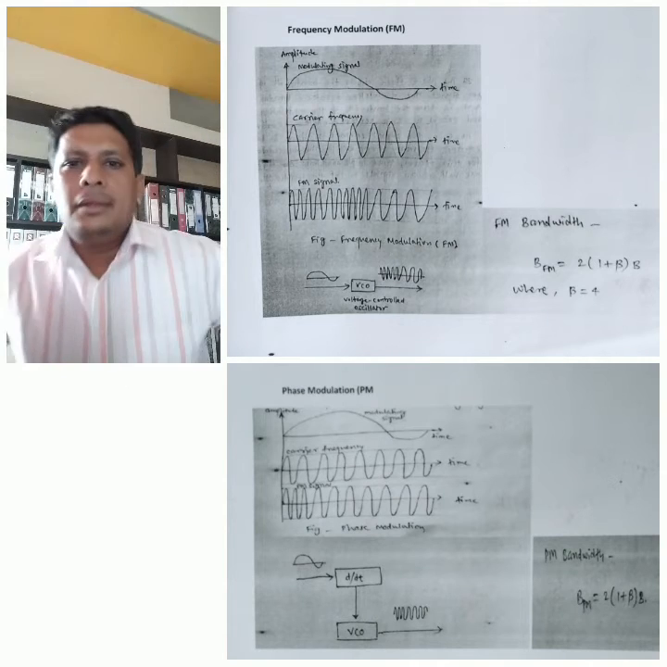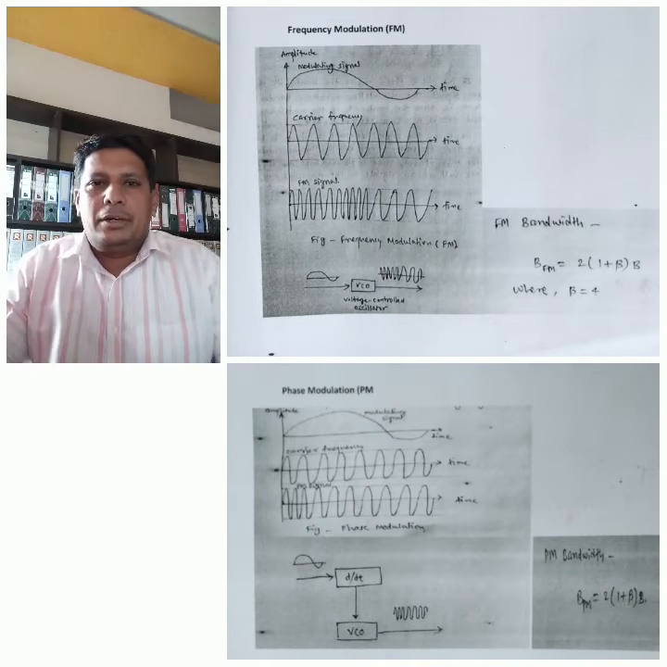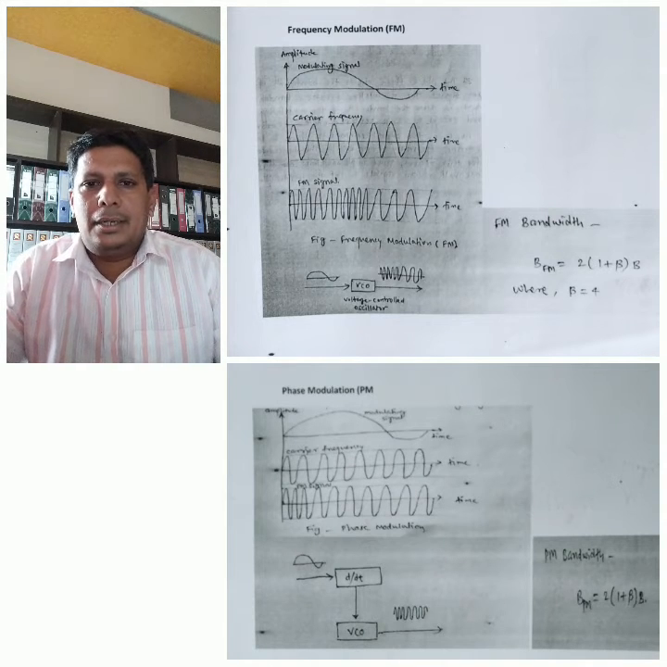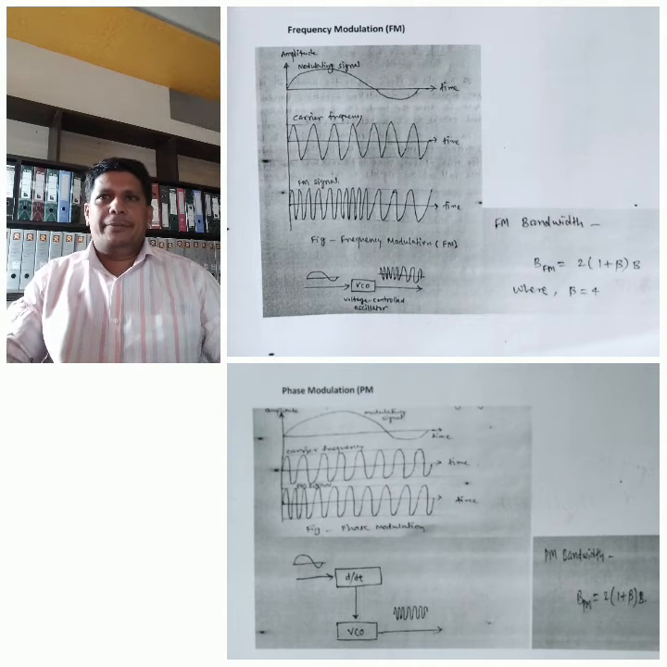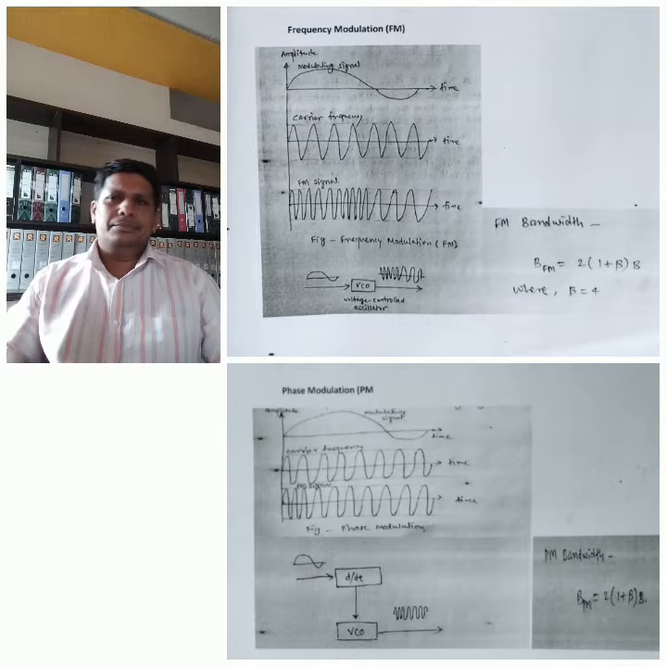Hello students. The next topic of the analog to analog conversion, second topic is frequency modulation, that is FM. In FM modulation, the frequency of the carrier signal is modulated to follow the changing voltage level, that is amplitude of the modulating signal. The peak amplitude and phase of the carrier signal remain constant, but as the amplitude of the information signal changes, the frequency of the carrier signal changes accordingly.